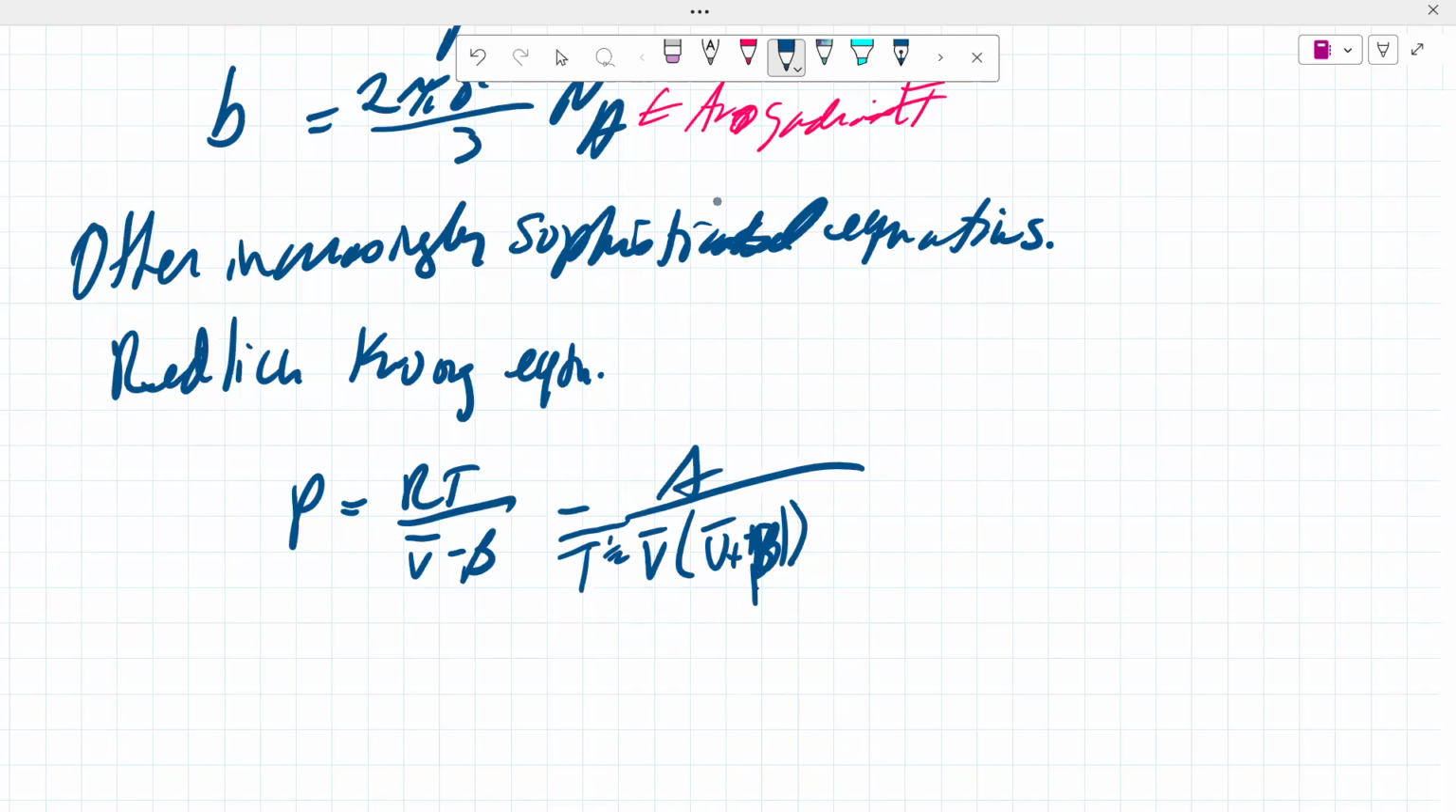Wait, E equals RT over V bar minus beta, minus A over T to the 1/2. That means the square root, right? V bar times V bar plus beta. This is not that clear. That's better. So you would look up parameters.